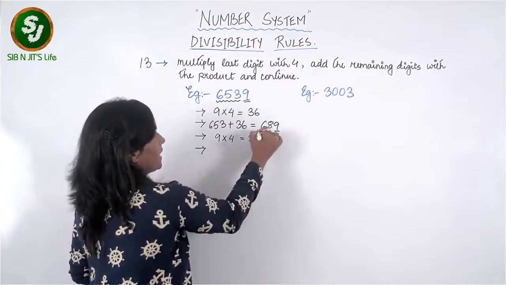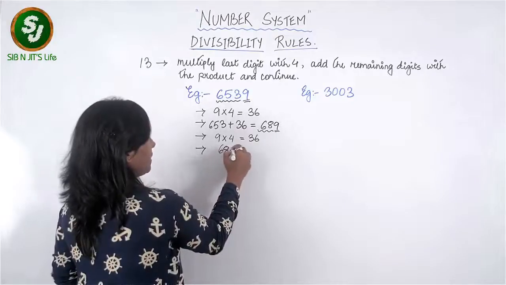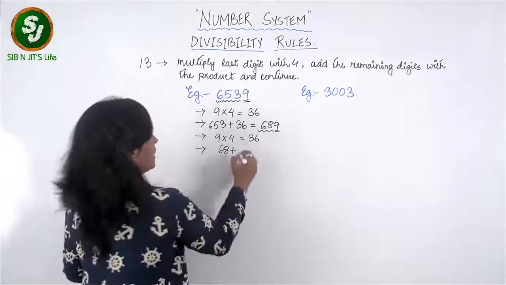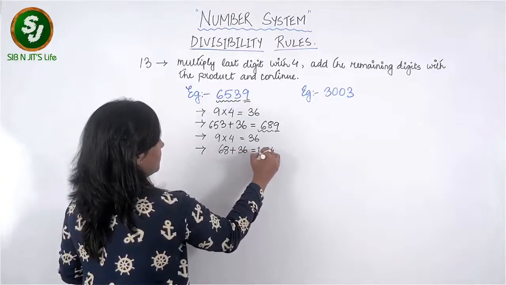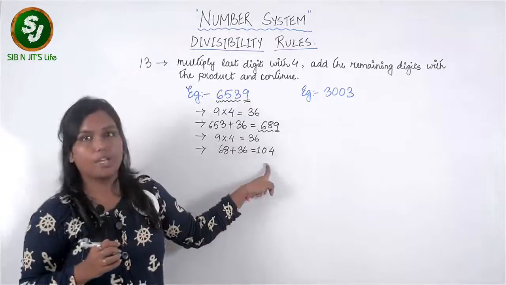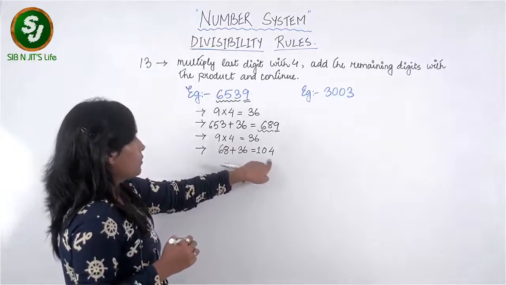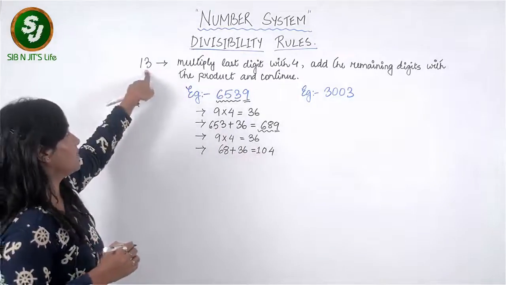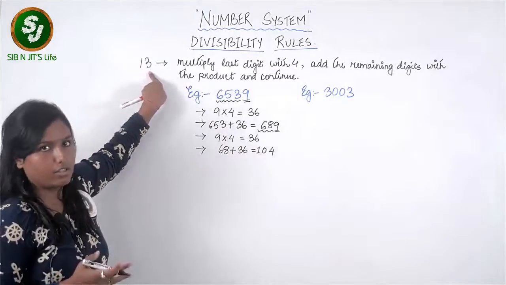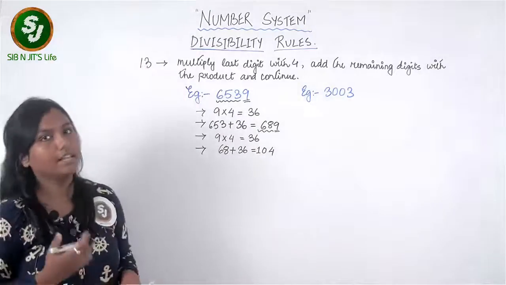Next step, remaining digits 68. 68 plus the product, that is 36. Your answer will be 104. Okay. So now what you have to do is check whether this 104 is divisible by 13 or not. So 104 is divisible by 13.